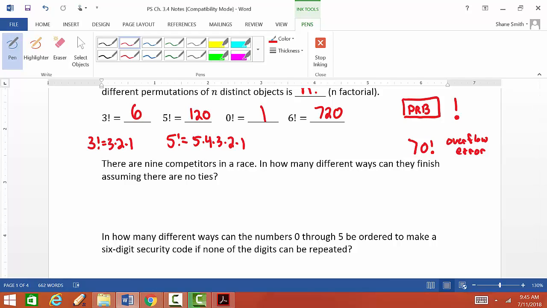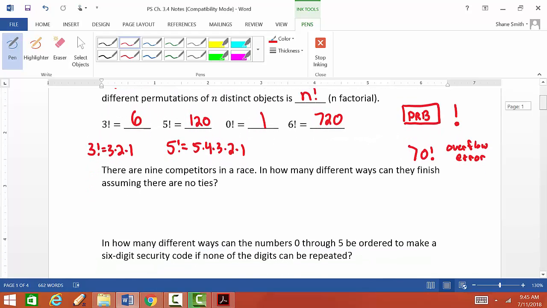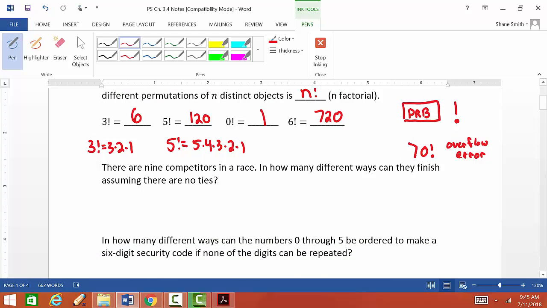Okay, so let's do some problems. I would advise you read the problems first, as always, then pause the video and watch me give the solution. So there are 9 competitors in a race. How many ways can they finish? That's just 9 factorial, or 9 times 8 times 7 times 6 times 5 times 4 times 3 times 2 times 1, which is 362,880.